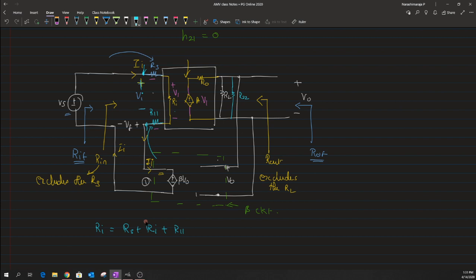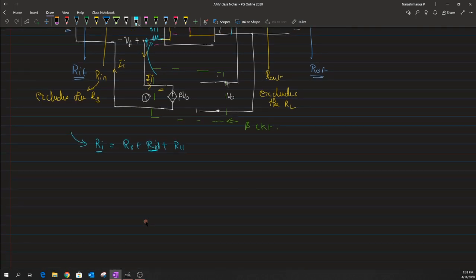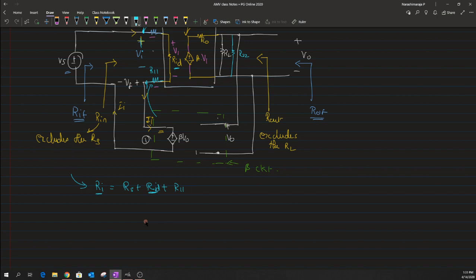So I think we have to have a different notation. Let me rewrite it as RID, because of the confusion you might have from this term, the actual input impedance of the basic amplifier. In order to distinguish that from this quantity, I have replaced the previous Ri with RID, or the differential input impedance of the basic amplifier. This is the new quantity for the basic amplifier input impedance.